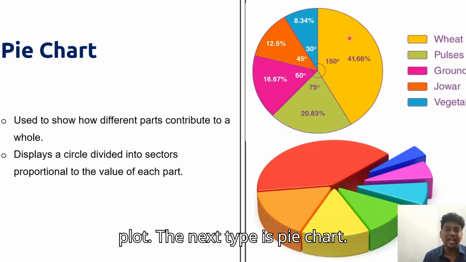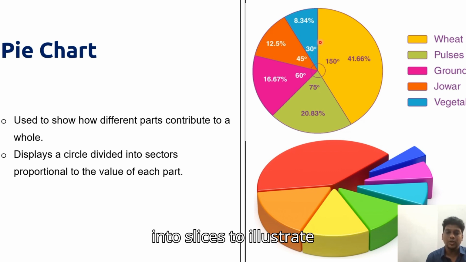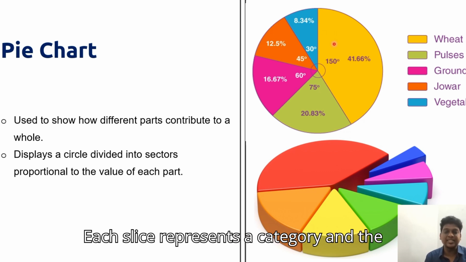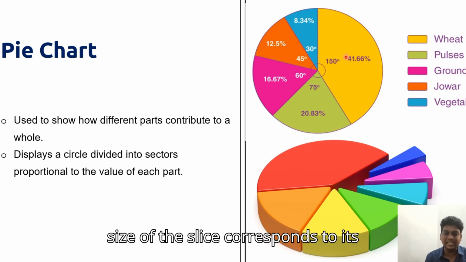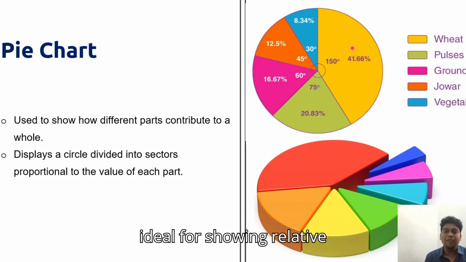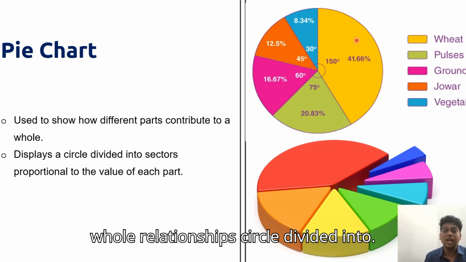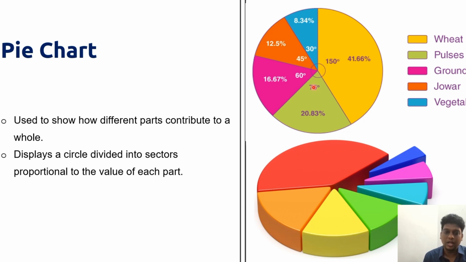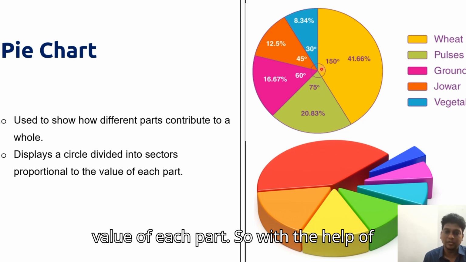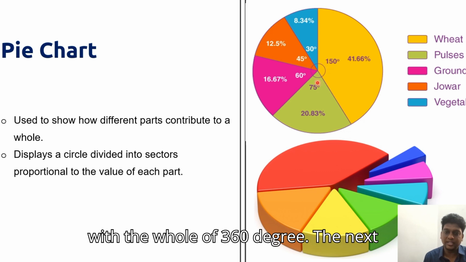So the next type is the pie chart. A pie chart is a circular graph divided into slices to illustrate proportions or percentages of a whole. Each slice represents a category and the size of the slice corresponds to its value. Normally pie charts are ideal for showing relative contributions or simple part-to-whole relationships. The circle is divided into sectors or slices proportional to the value of each part. With the help of angles, we can divide it with a whole of 360 degrees.